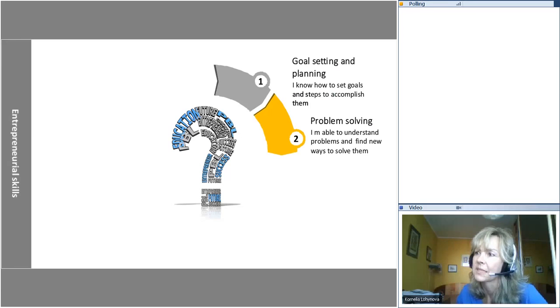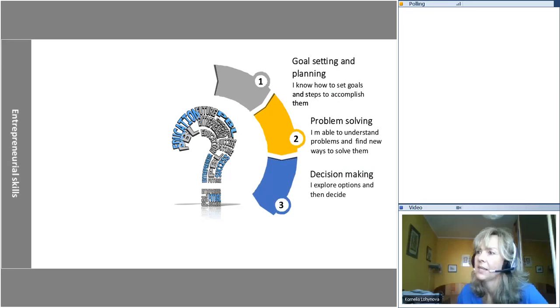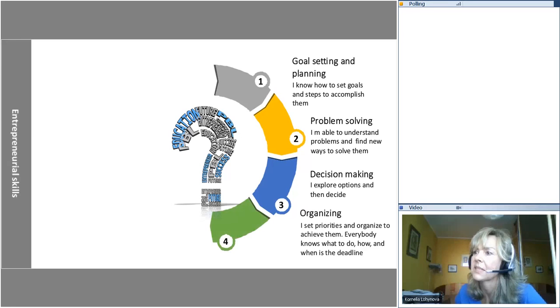Problem solving means that we are able to evaluate a situation, analyze why things are going wrong, and think of different ways to solve the problem. Decision making is connected with problem solving. It includes gathering relevant information, weighing up the risks involved, pros and cons, taking responsibility, and finally making the decision. Organizing is connected with planning. It simply means that we are able to assign tasks and responsibilities to the right people.